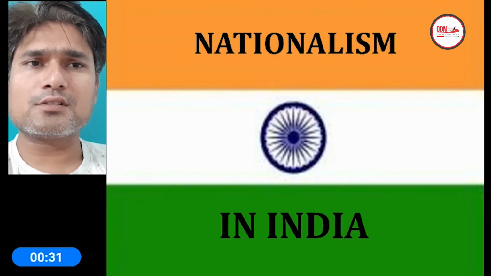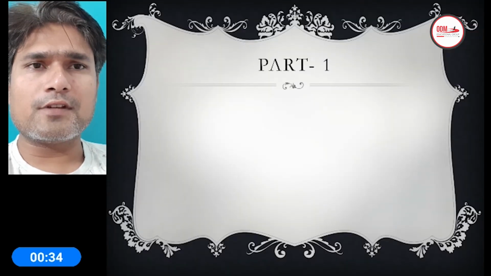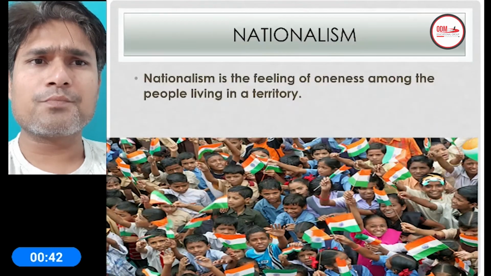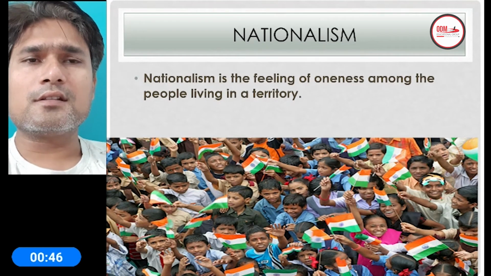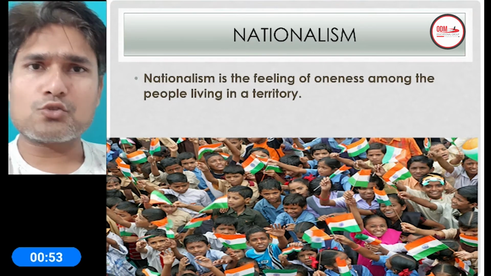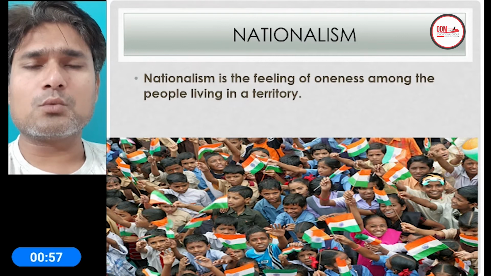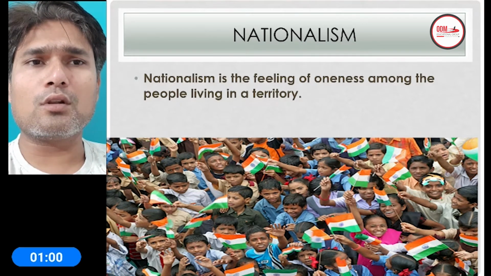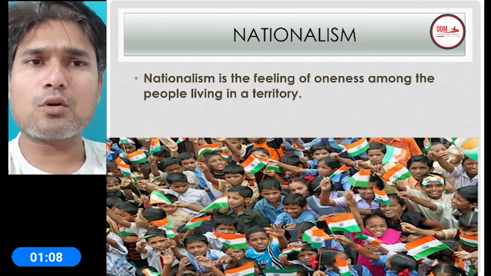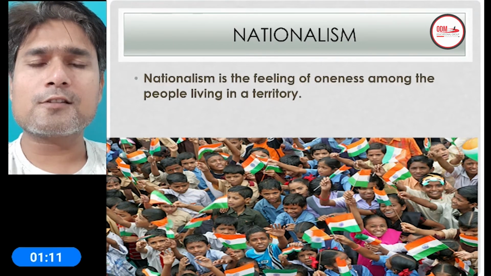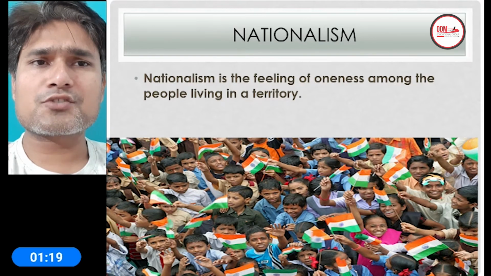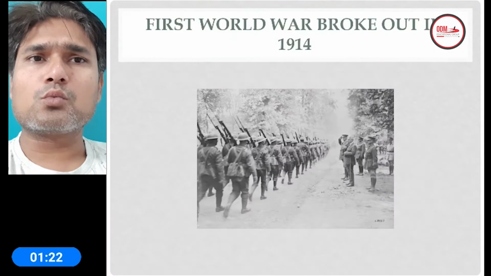This is the name of the chapter, Nationalism in India. This is the very first part, and we'll begin this chapter with the meaning of nationalism. The word nationalism is the feeling of oneness amongst the people living in a territory or the country. Oneness means we are all one. If we are living in a country, our very first common identity is Indian. So we all are Indian, and that is the basic idea of nationalism, the feeling of oneness.